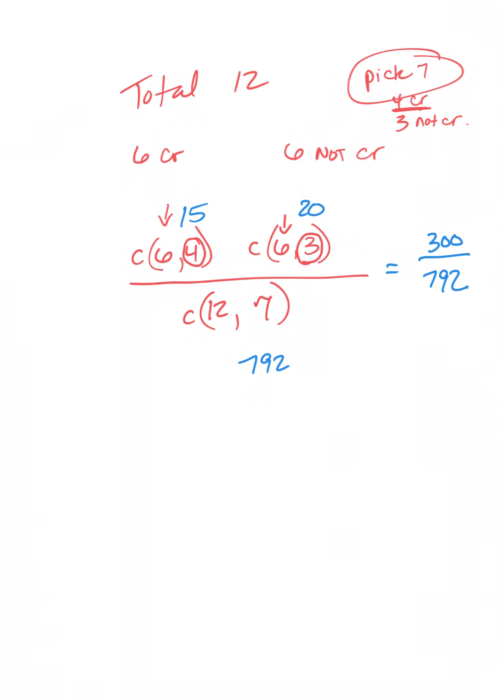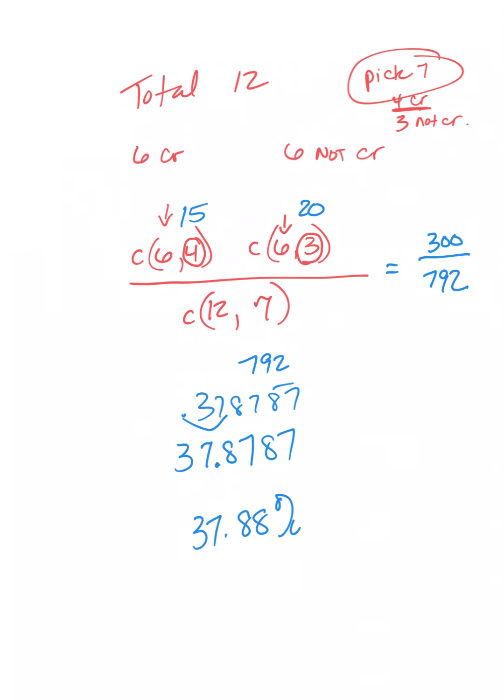What do you get? 0.3787, and what's after? Infinite repeating 87, okay. So if it's 0.378787 repeating, then you're going to move this decimal over 2, so it's 37.88%, rounded to 2 places.